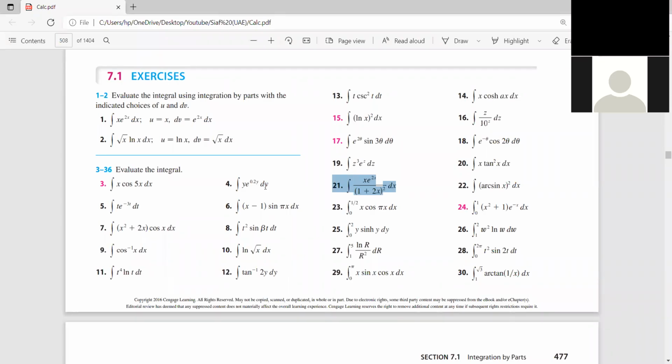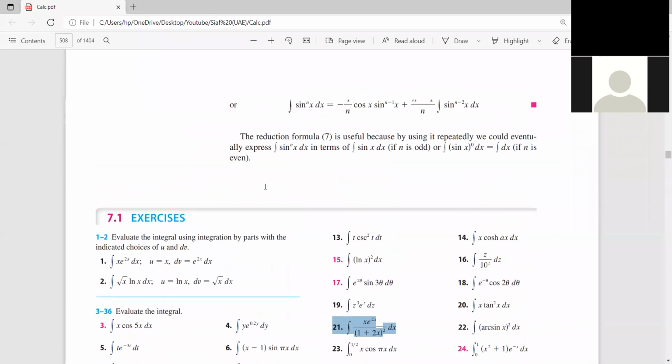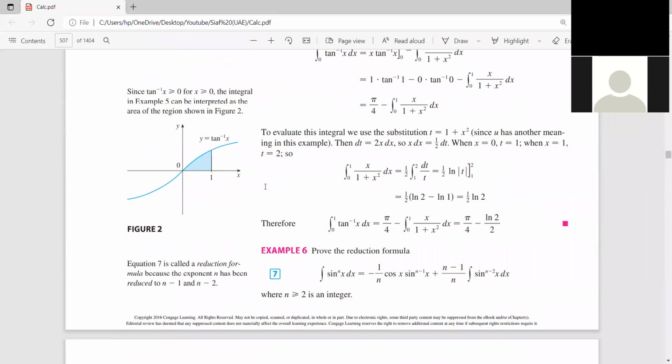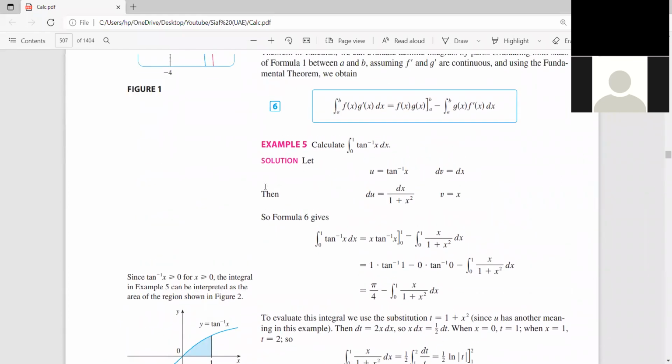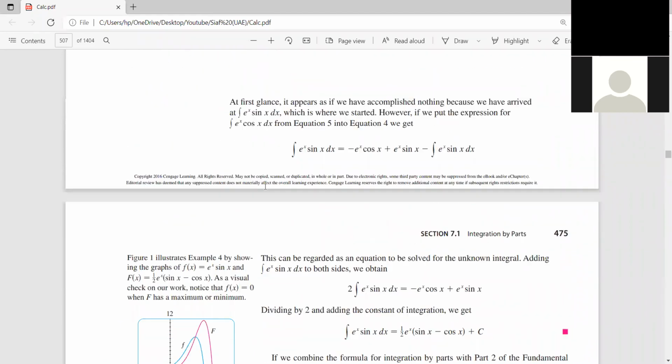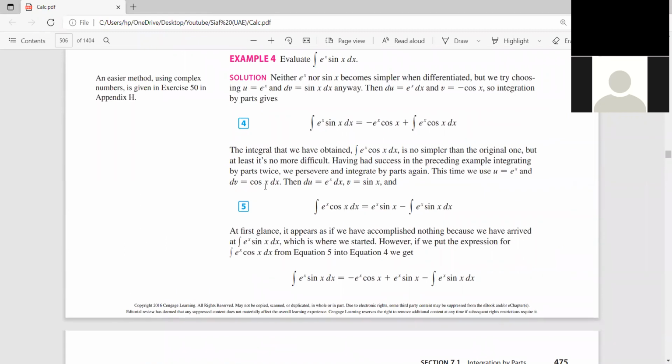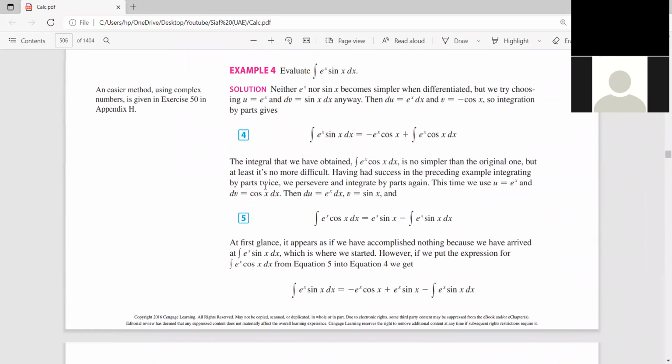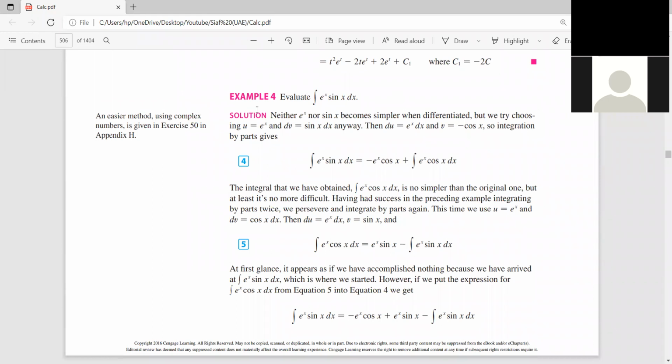Was it an example question or an exercise question? It was an example question. I'll tell you the question, one second. It is e to the x sine x dx. Oh, that's example number 4. Should we do it now again, or let's continue with question number 21? We'll continue and then we'll go back. Okay.